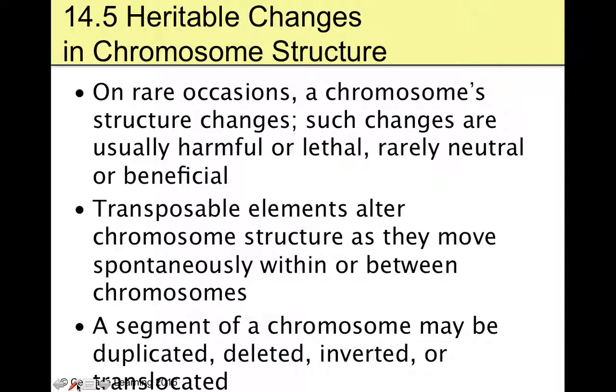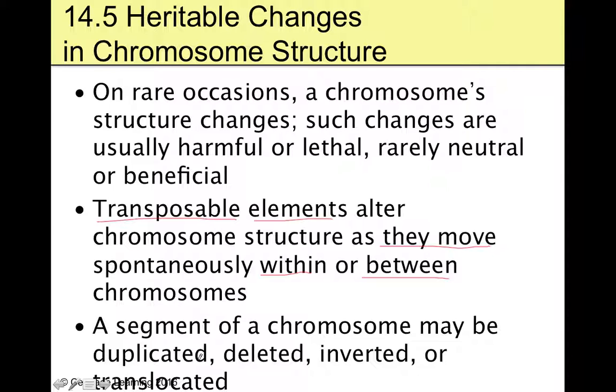Transposable elements are one of the big workhorses for changing the structure of a chromosome. They alter chromosome structure because they move. They're sometimes jokingly called jumping genes, like jumping beans, and they move spontaneously within a chromosome or even between chromosomes. They can just break themselves off and jump over to a completely different chromosome. And sometimes that can be not a big deal, and sometimes that could be a really, really bad thing. So a segment of a chromosome also can be duplicated or deleted or inverted or translocated.